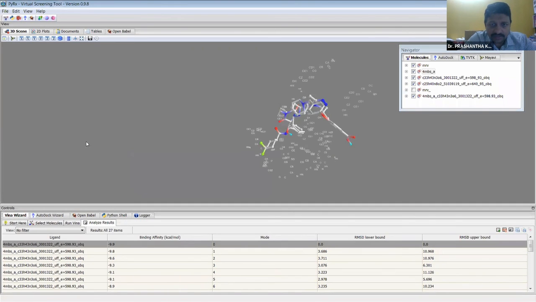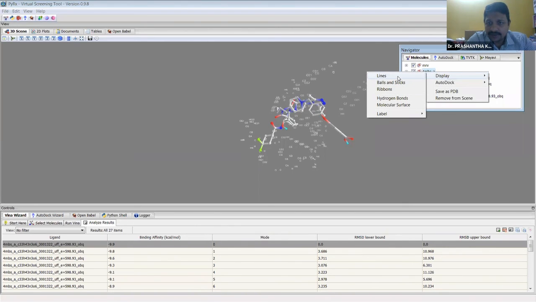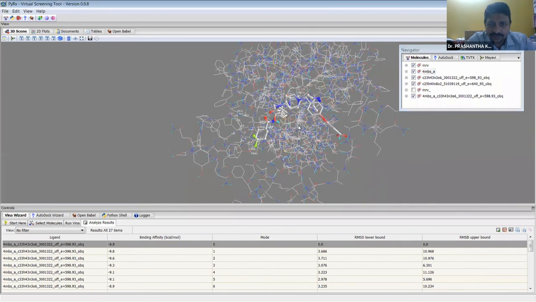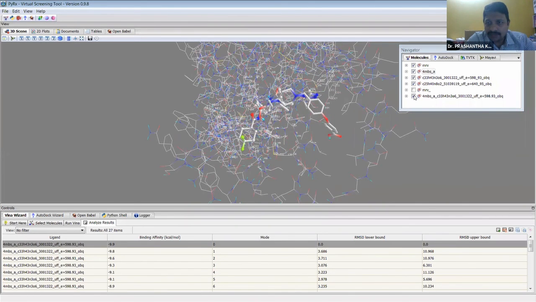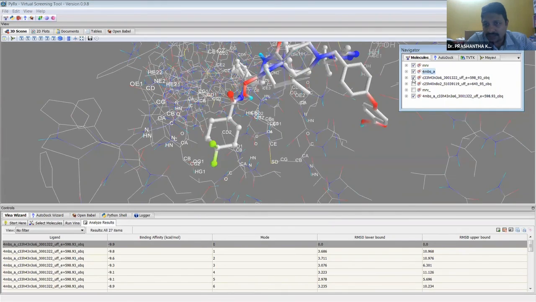Make it like this also. Now if we want to see the molecule 4MBS, right click, display, maybe as lines only. Now all the previous ones, these are the docking conformations, whatever we have, let's leave it.